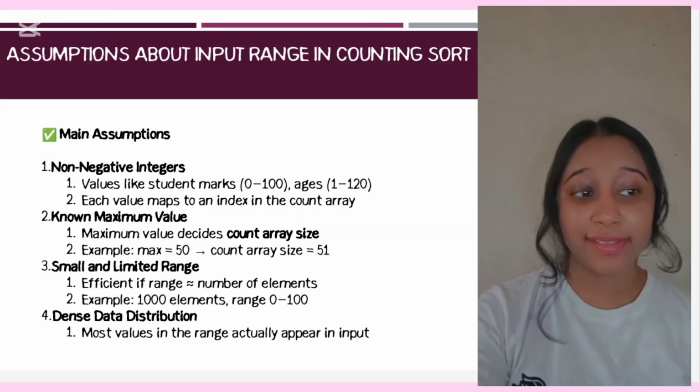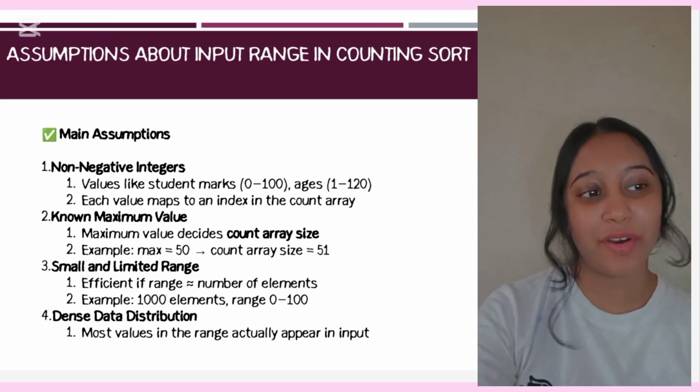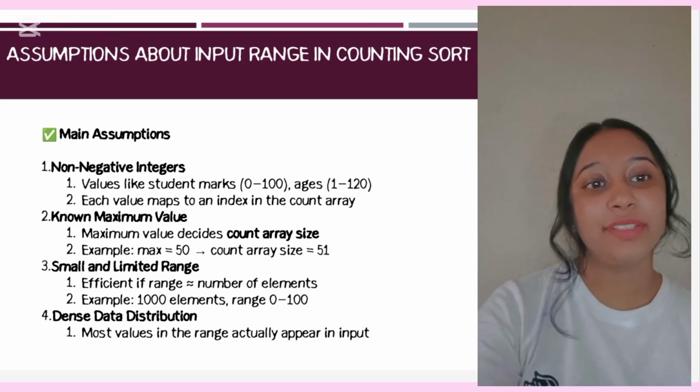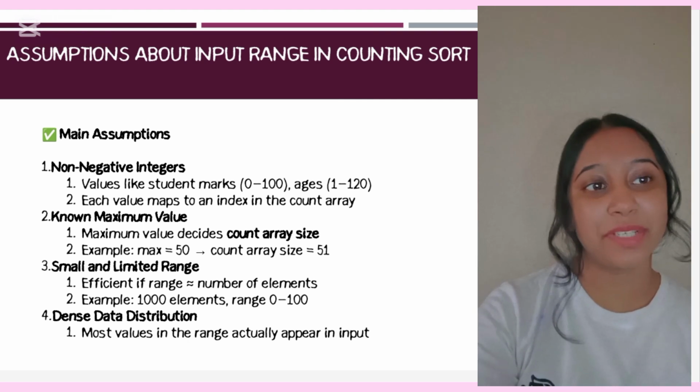We will discuss the assumptions about the input range that counting sort depends on. Counting sort works by creating an extra array based on the input range. So if the range is too large, the algorithm becomes inefficient.